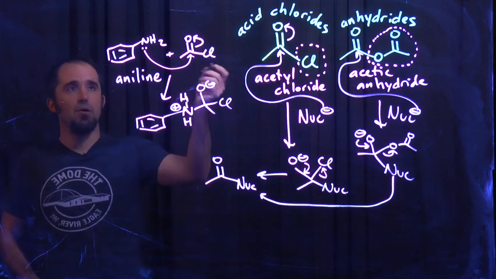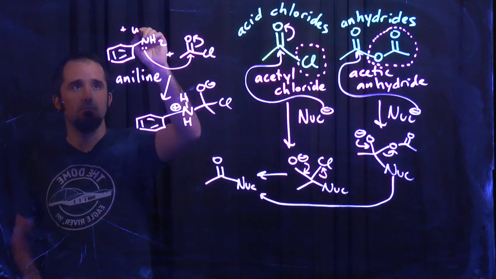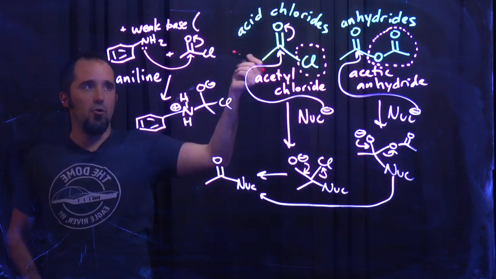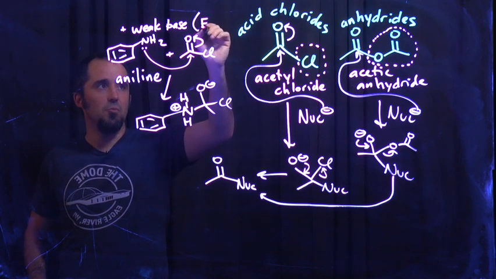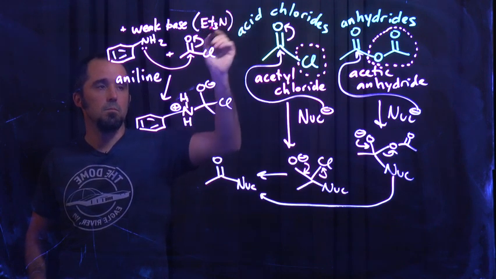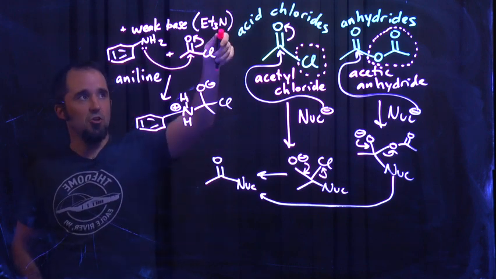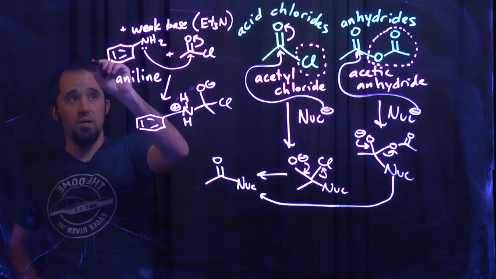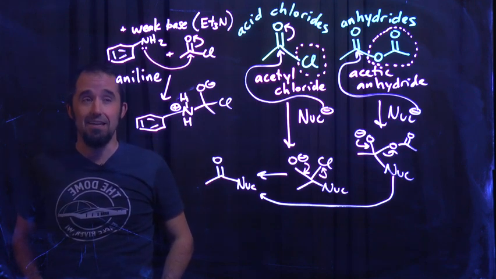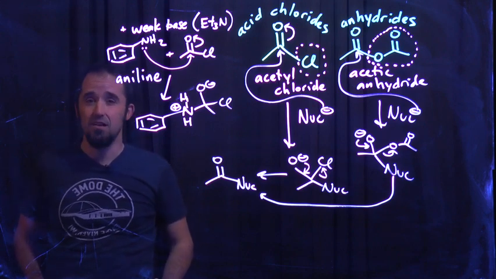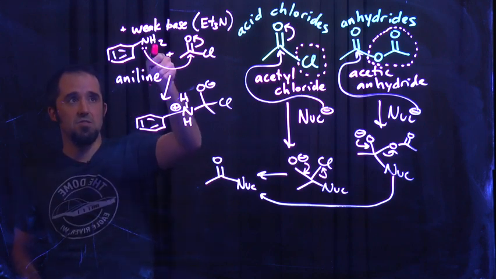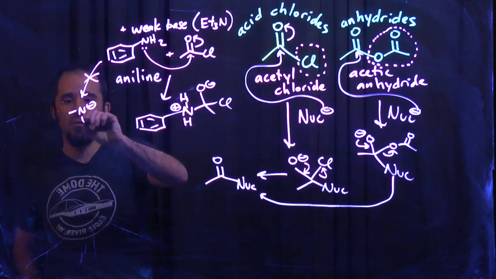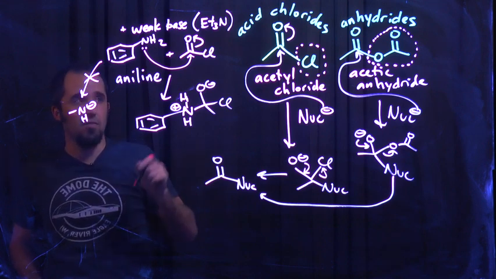So usually I would give it some weak base. Maybe triethylamine. Okay? Is triethylamine a strong enough base to deprotonate aniline? No. The pKa for aniline, I don't know offhand. I would guess probably in the 20s. It's going to be really, really hard for me to take that proton. All right? So I don't need to go to N- like that. I don't need to. All right?